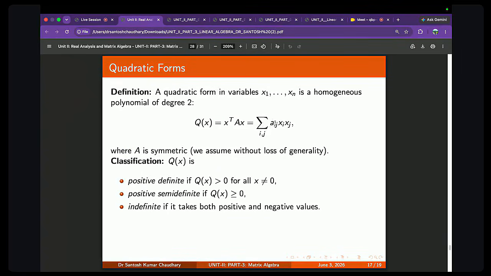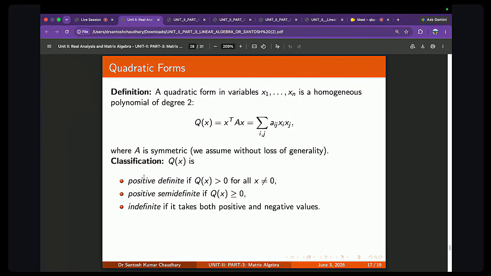If you open it, it will be the summation of aij xi xj, where i, j take all possible values corresponding to the matrix. So if A is an n cross n matrix, then it will be a11 x1 square, a12 x1 x2, a13 x1 x3 and so on, a1n x1 xn and so on. Here A is a symmetric matrix. This is the definition of a quadratic form.